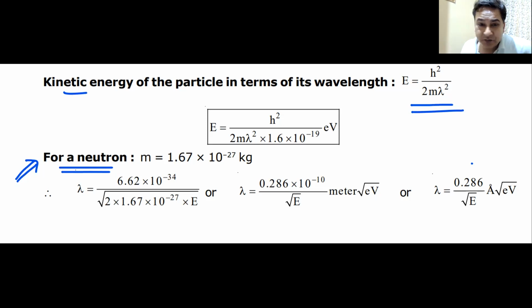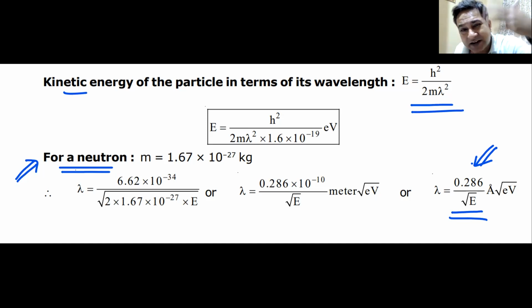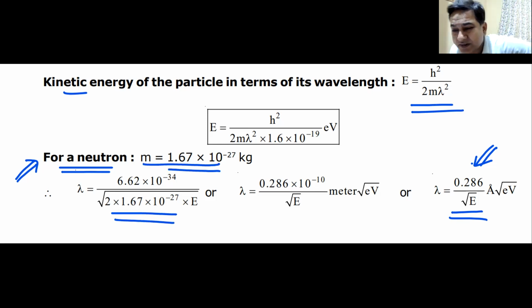So the formula for a neutron becomes 0.286 divided by root over E, where root over E is root over the kinetic energy. Now this formula we have arrived at from whatever values we have put here. This formula can be used for a neutron because we know the mass of a neutron and we have put in the mass. Remember, the mass of a neutron is very similar to the mass of a proton. Do we understand this? Yes, sir. So this formula now becomes valid for a neutron. I'll give you a minute to write the formula for the neutron.